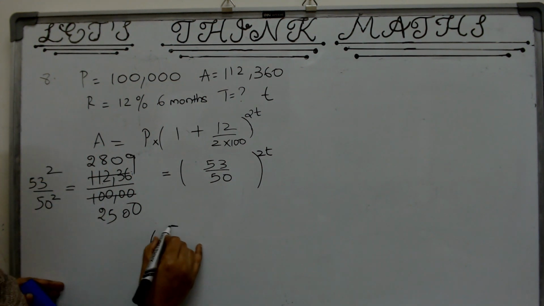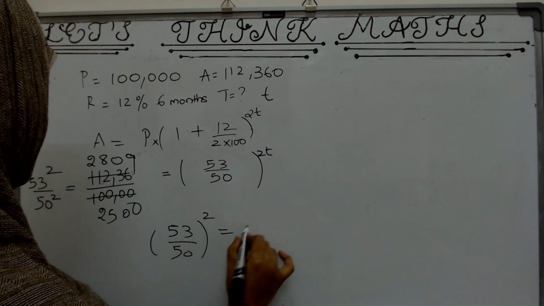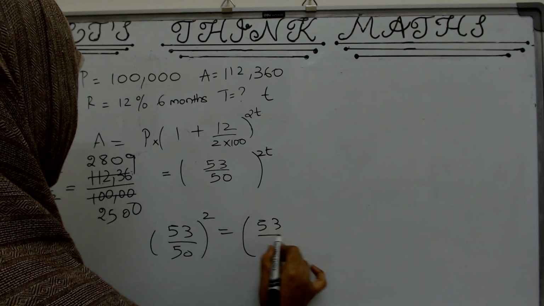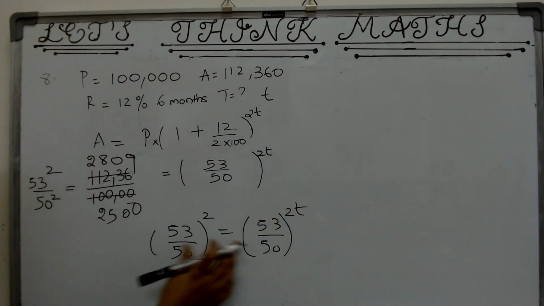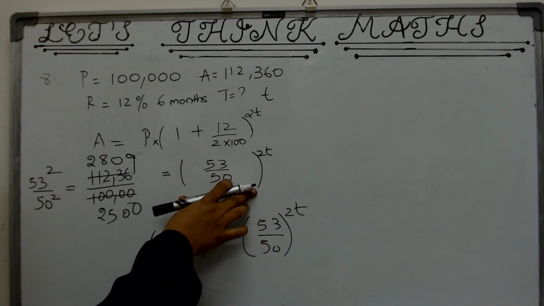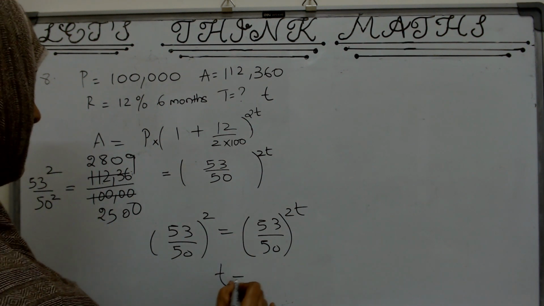So what do you have here? 53 by 50, the whole square is equal to 53 by 50 raised to 2t. So your base is same. So equating the exponents, you get 2 is equal to 2t, which means t is equal to 1.